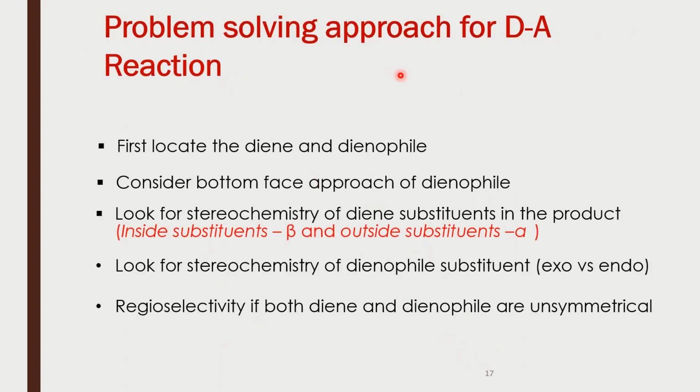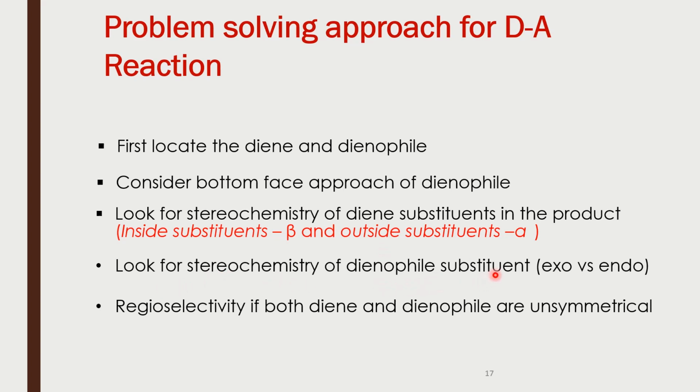So let us see the steps for the problem solving approach for a Diels-Alder reaction. First, you have to locate the diene and the dienophile. Then consider a bottom phase approach of the dienophile. Look for the stereochemistry of diene substituents in the product. Remember, the inside substituents are beta and outside substituents are alpha. Look for the stereochemistry of the dienophile substituent.